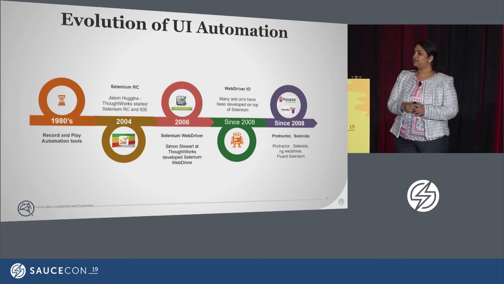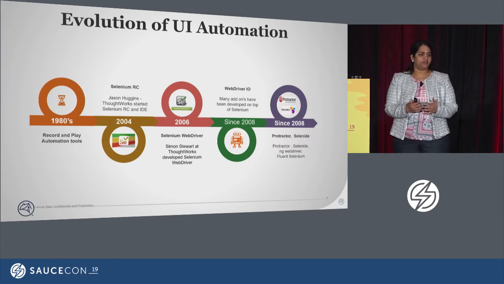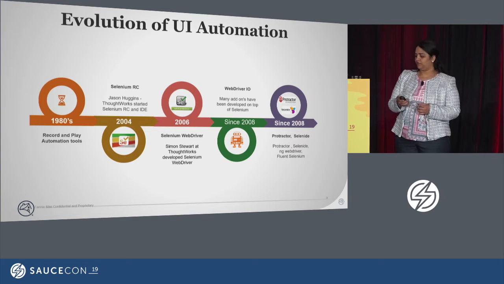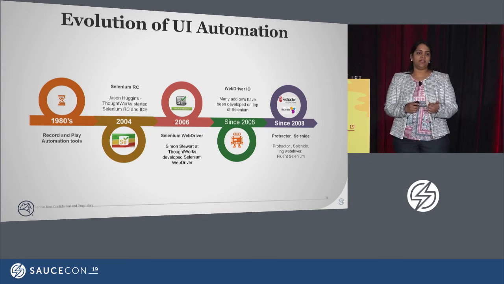In order to understand this, let's see the evolution of UI automation. Back in the 1980s, we had record and play tools, HP tools, and a couple of IBM tools. They were satisfactory at that time, but later we figured out there were many problems with these tools, like dynamic data cannot be captured. So we ended up with Selenium WebDriver, and ever since it evolved, it has become a main ingredient in the test automation recipe.